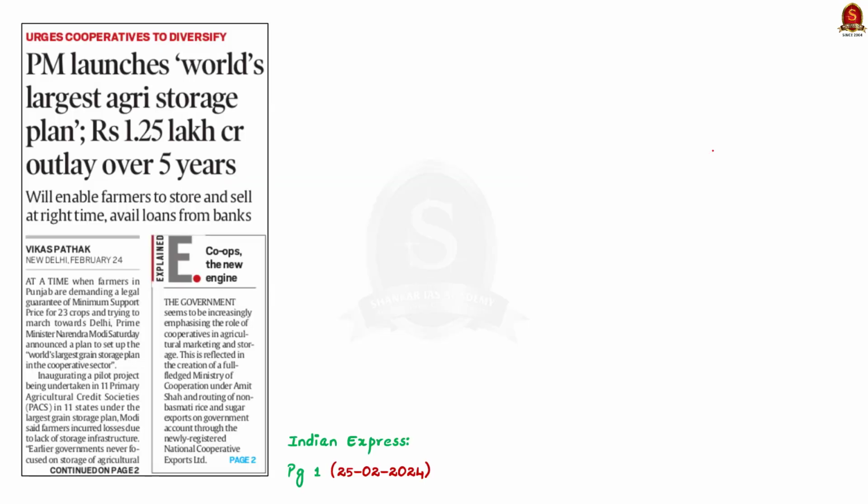Look at this news article. This news article talks about two important schemes mentioned by our Prime Minister last week. Firstly, he announced a plan to establish the world's largest grain storage infrastructure in the cooperative sector. Then, he informed that nearly 8,000 FPOs are already functional under the formation and promotion of the 10,000 Farmer Producer Organization or FPO scheme. See, this will help the farmers to export their produce through the FPO. This is the crux of the article.